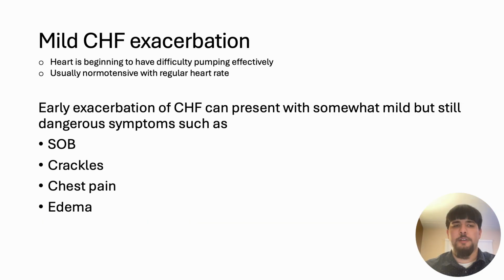So first part is obviously mild CHF exacerbation. It's going to be the lowest acuity of the ones we're going to be discussing. So this is just the beginning of when the heart is starting to have some difficulty pumping effectively. Usually with mild CHF exacerbation, it is normotensive, so that's a systolic blood pressure of at least 90 or 100 with a regular heart rate, so heart rate between 75 to 100.